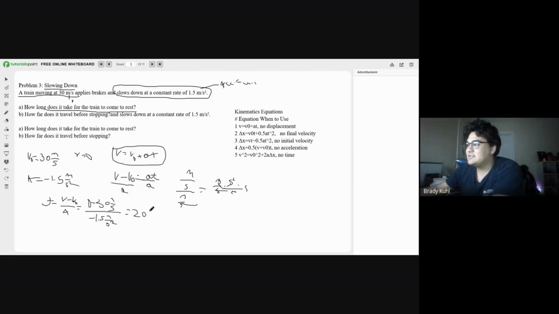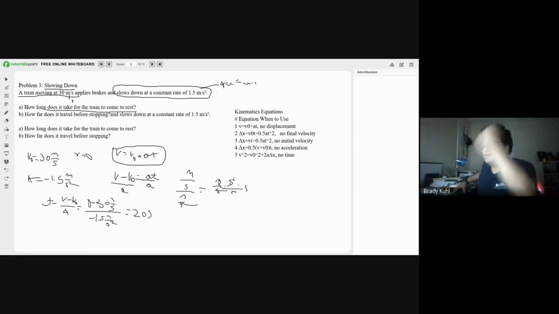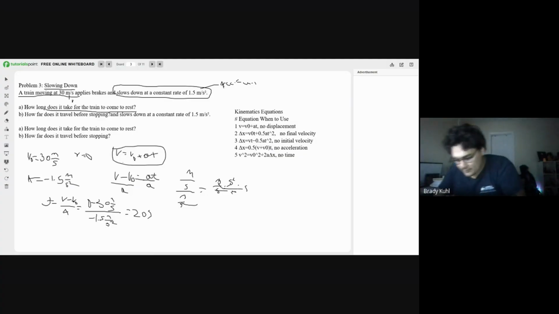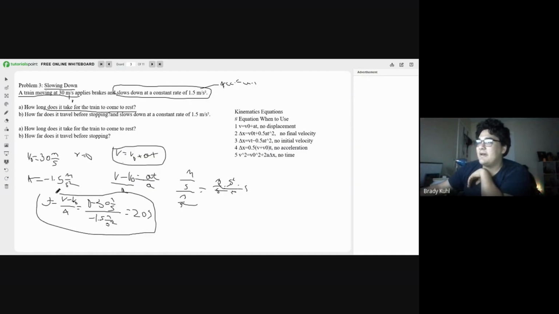20 seconds. And we can test it by plugging in the formula. So now we have, let's see, 30 meters minus 1.5 times 20. That equals 0. So we found a time. Congratulations, pat yourself on the back. Now we need to find the distance.